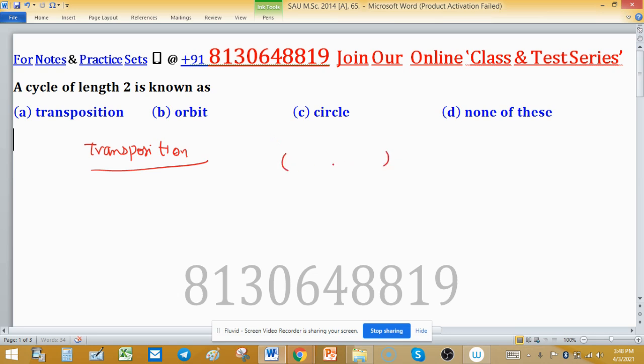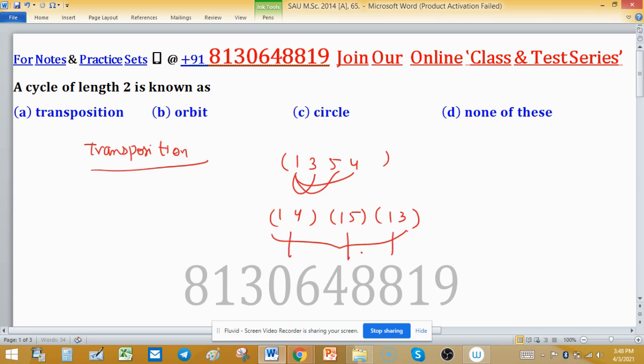Suppose we write a permutation in disjoint cycles. Suppose this is the disjoint cycle 1 3 5 4, then write it as transpositions: 1 with 4, 1 with 5, 1 with 3. These are 3 transpositions, and 3 is an odd number, so this permutation is an odd permutation.